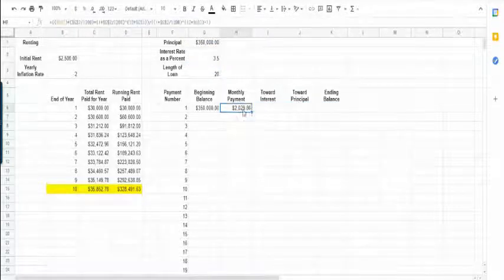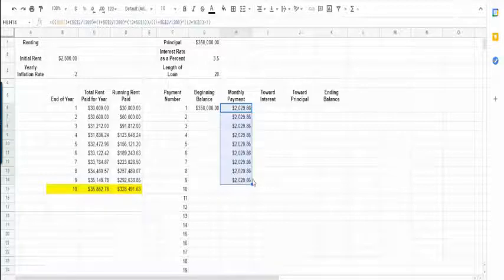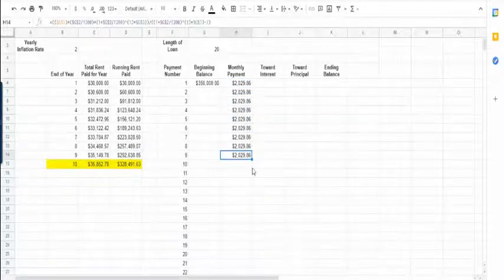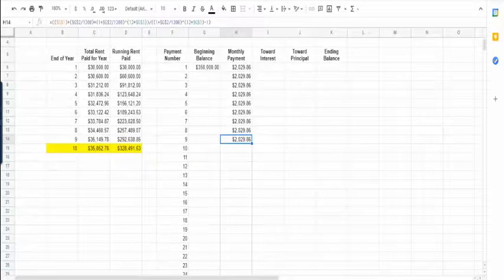This is my monthly payment. This should be the monthly payment for every single month. So if I drag it just a little bit, I confirm. It's the same exact monthly payment for every month. So we're going to go ahead and drag it all the way down to our 120th payment.